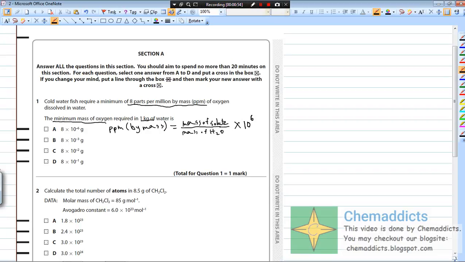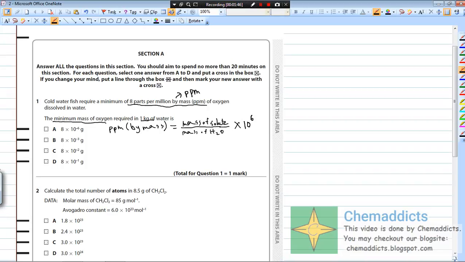The information given is the ppm. Now we need to find the minimum mass of oxygen. Here we will use this formula in order to find the mass of solute, which is oxygen. Parts per million by mass means mass of solute divided by mass of solvent multiplied by 10 to the power 6. This is the general formula, and we're gonna use this to find the minimum mass of oxygen.